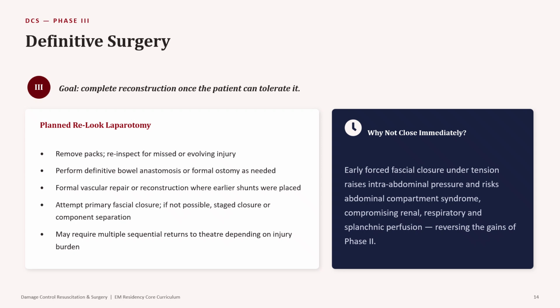Attempt primary fascial closure. If not possible, staged closure or component separation. May require multiple sequential returns to the theatre depending on the injury burden.